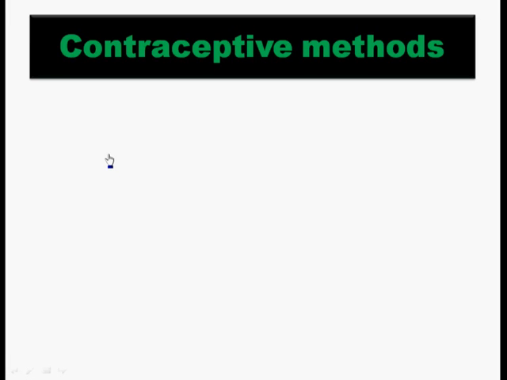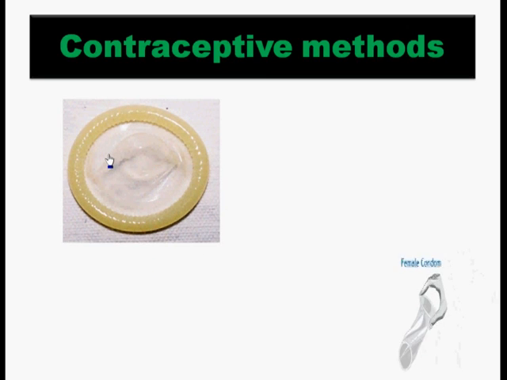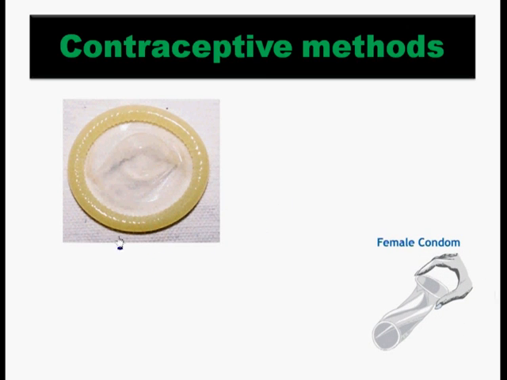Okay, we're now at the contraceptive methods. Now we have two types of condoms. This one, as you know, is a male condom. As you can see on the ad, it says what? Pinch, leave an inch, and roll.